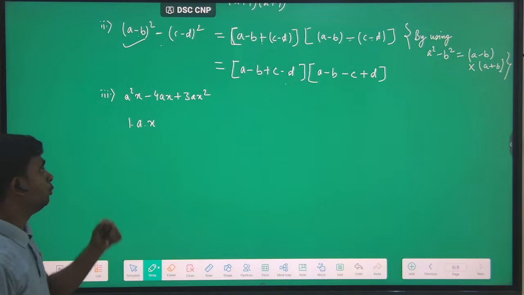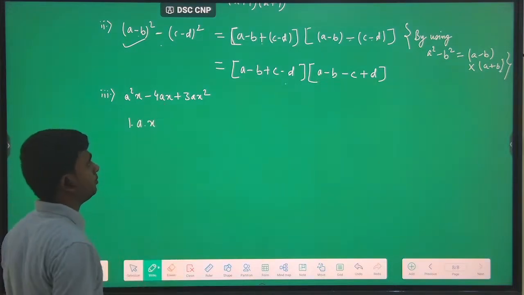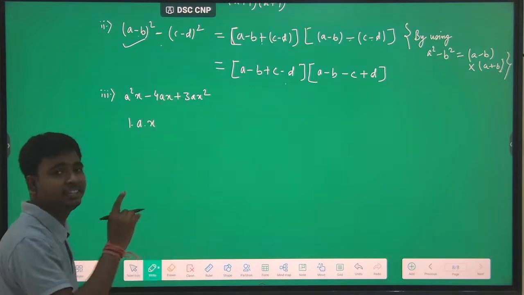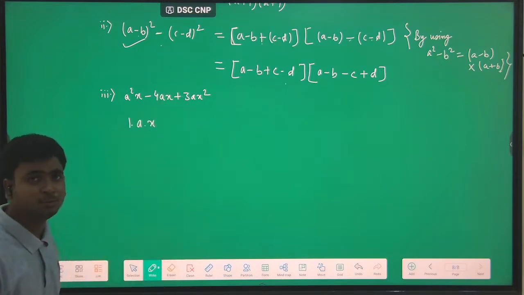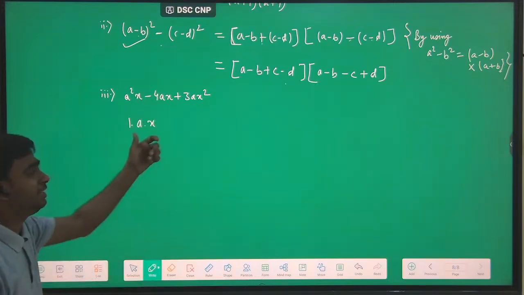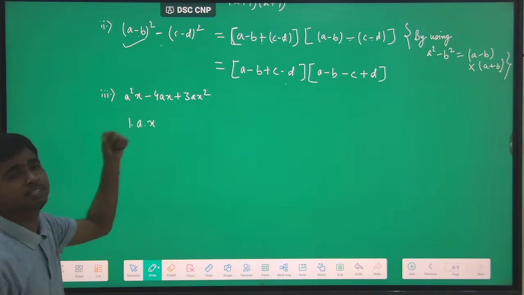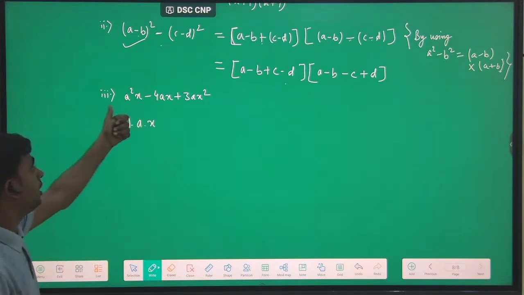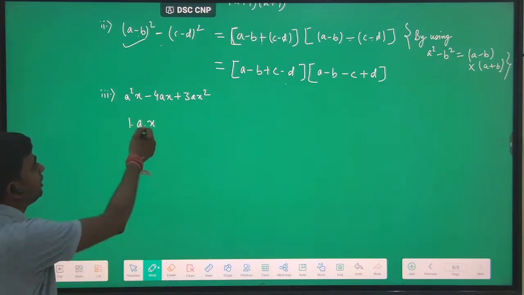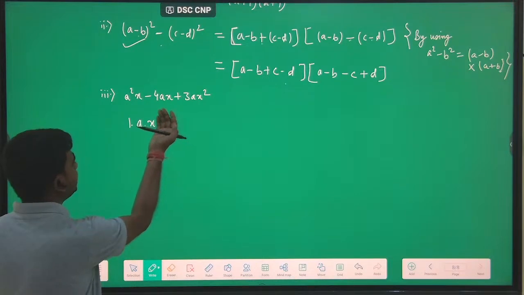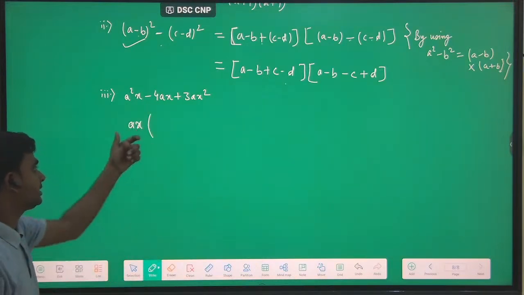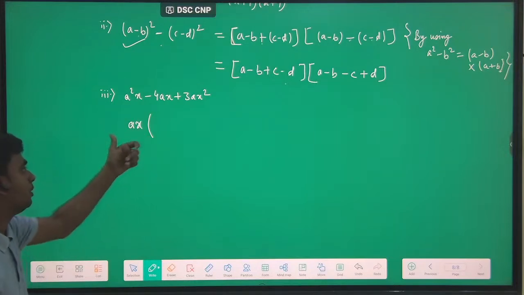Or else what you can do, you can find out the lowest degree term, which is common. This a to the power 1 is the lowest degree term, which is common in all these terms. Okay. Also, this x to the power 1 is common and is the lowest degree term in all these terms. Okay. Also, 1 is the lowest common factor in all these terms. So we can take 1ax, that means a into x is ax as the common term. Okay, ax is the common multiple or common factor.